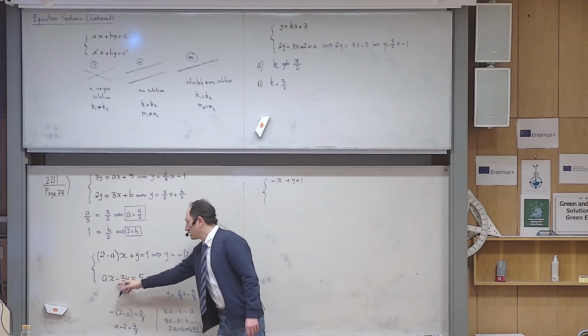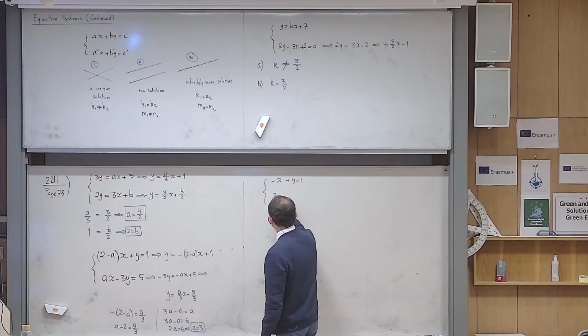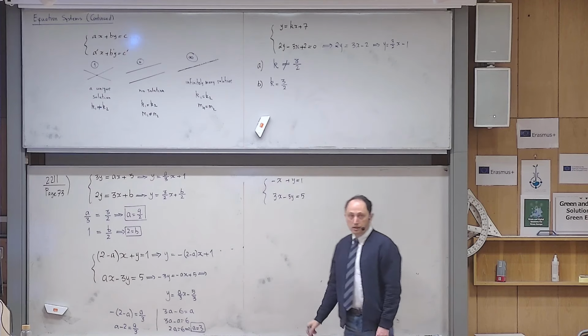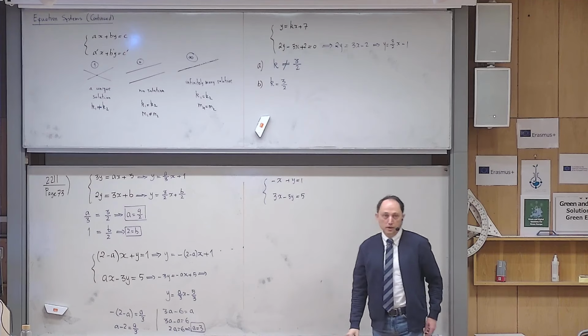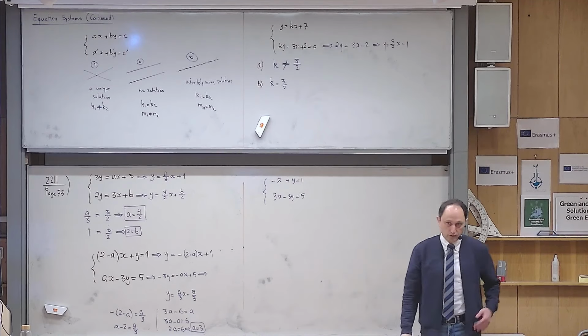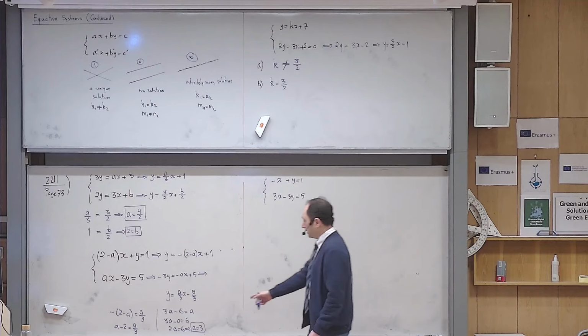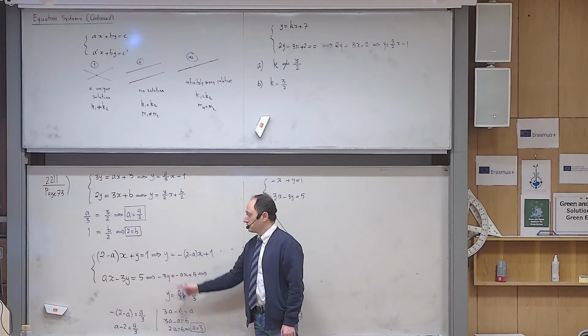And it is 3x minus 3y is equal to what? Is equal to 5. So what is your guess? If I give you this system to solve, you expect there are no solutions at all, because I myself fine-tuned a in a way that the system does not have any solutions.